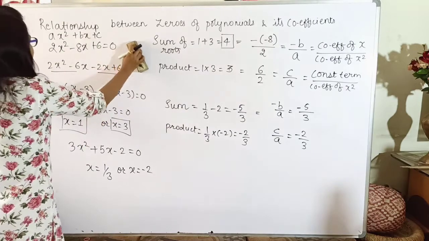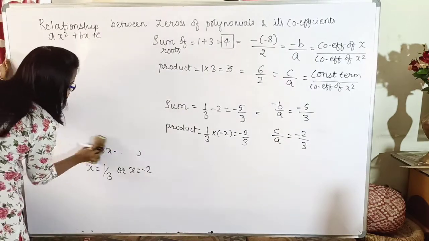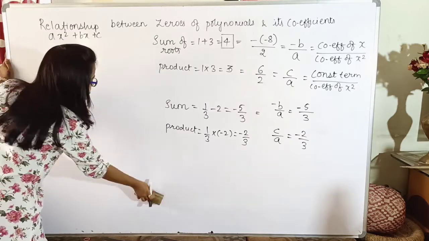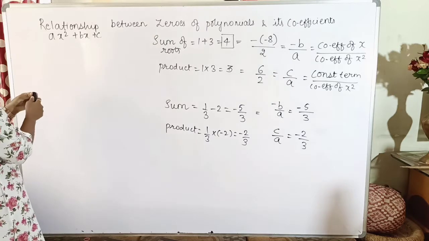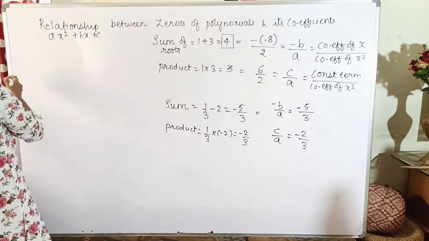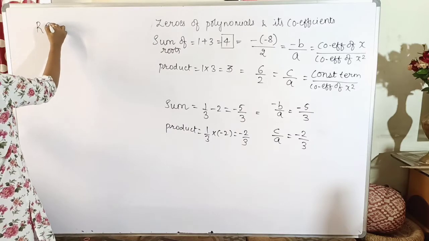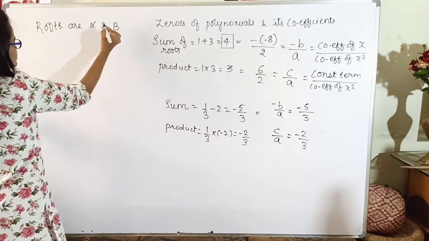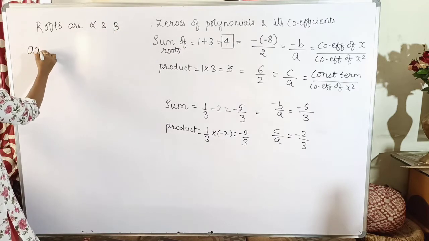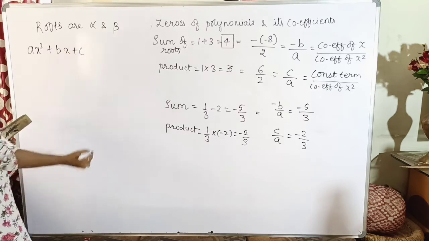Let us try to derive it. Yes, let us consider the two roots are alpha and beta, isn't it? Since it is a quadratic polynomial, I will have its two roots. Suppose the roots of the equation are alpha and beta. So roots of the quadratic equation are alpha and beta, isn't it? What is the standard form? It is ax square plus bx plus c, isn't it?